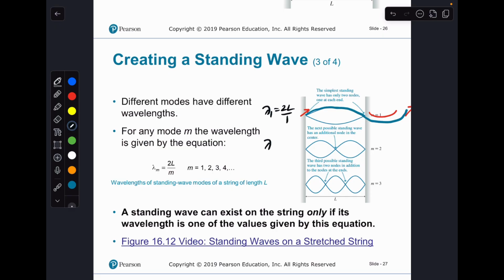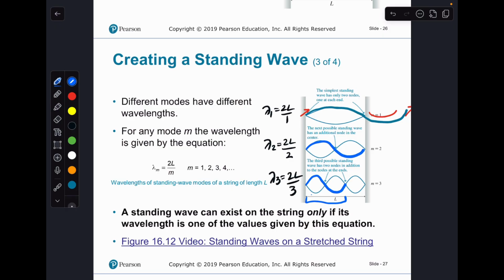Let's look at mode 2. The wavelength of the standing wave here is simply going to be the length of the string because I am able to count one wavelength here, right? And that one wavelength fits in the length of the string. Finally, mode 3, the wavelength is 2/3 of the length of the string. And so let's see if we can see that. Here's one. There's one wavelength, right? And it fits into 2/3 of the length.